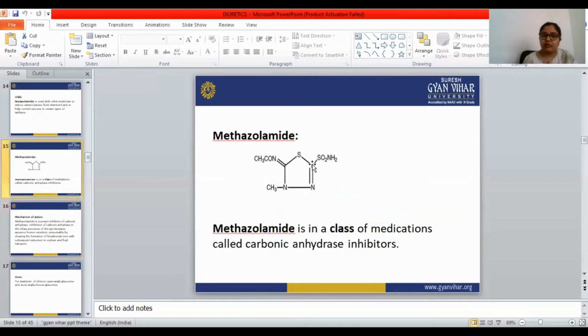When we are learning the diuretics, we have to remember the structure of acetazolamide. With the acetazolamide structure, we introduce one methyl group, and that becomes methazolamide. So these both drugs are very easy to learn.